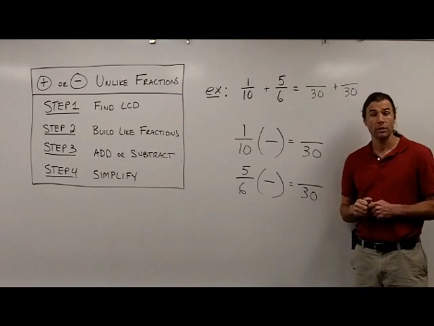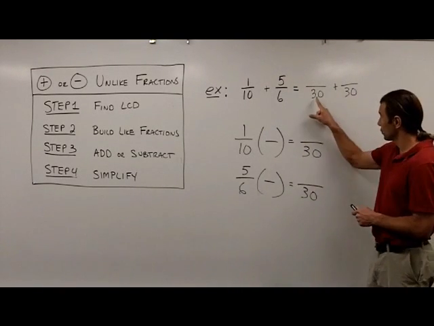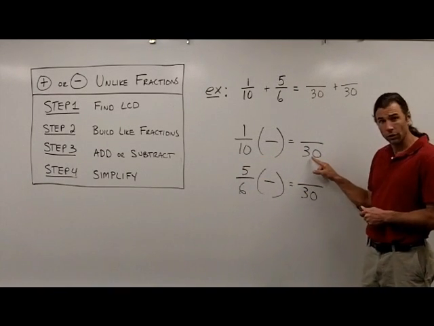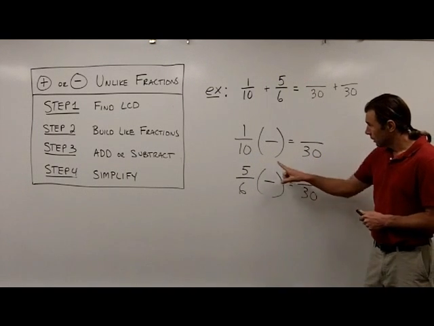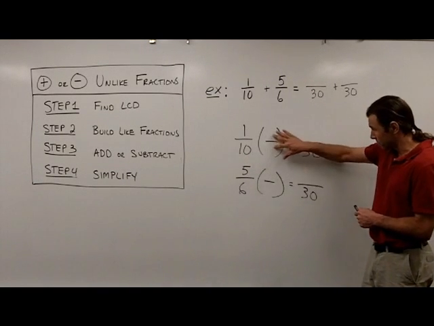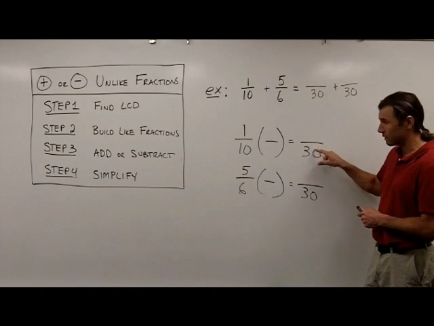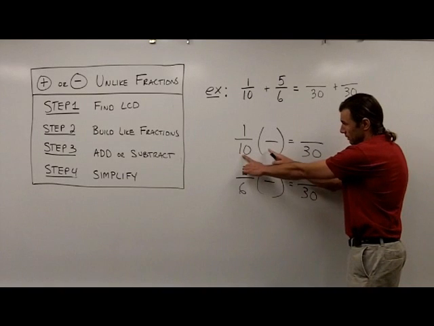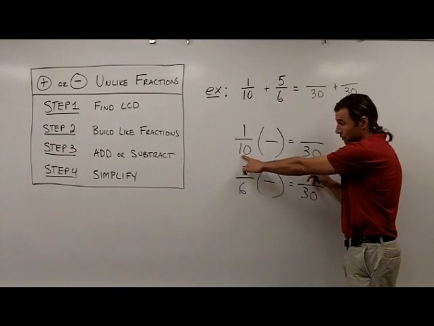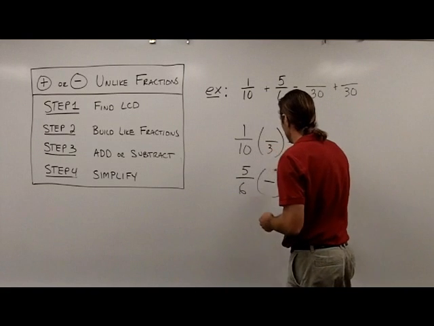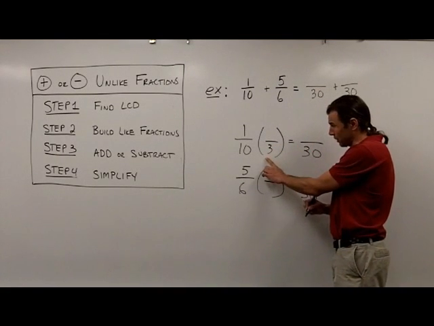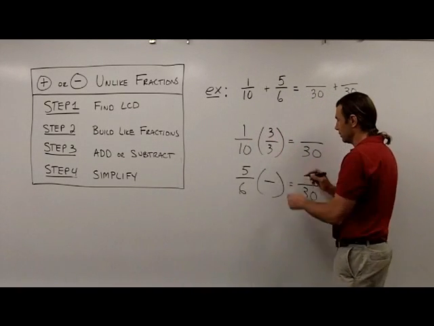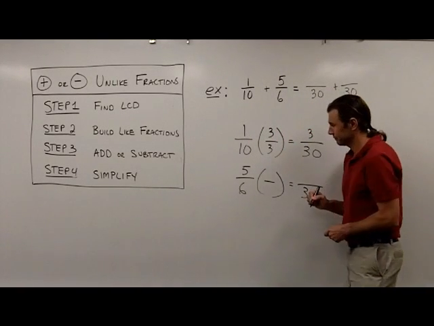So now I'm at step two, where I need to build these into like fractions. We already determined that the new denominator needs to be 30. So I've set up my framework here with 30 as the new denominator. I'm going to multiply 1/10 times some fraction so that I get 30 as the denominator. To figure out what that is, I ask myself, 10 times what is going to give me 30? And the answer is 3. Since I've multiplied the bottom of this fraction by 3, I need to multiply the top by 3. So 1 times 3 is going to give me 3/30.